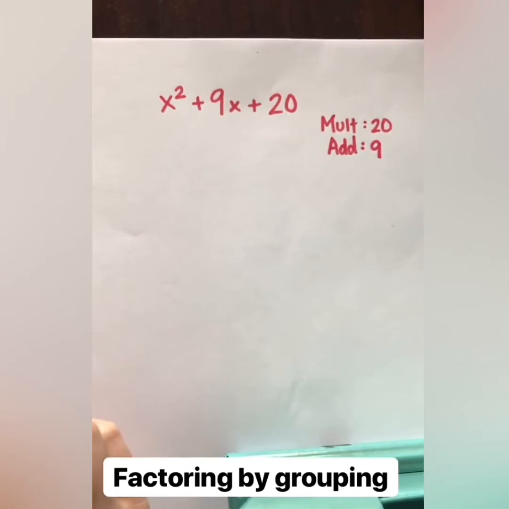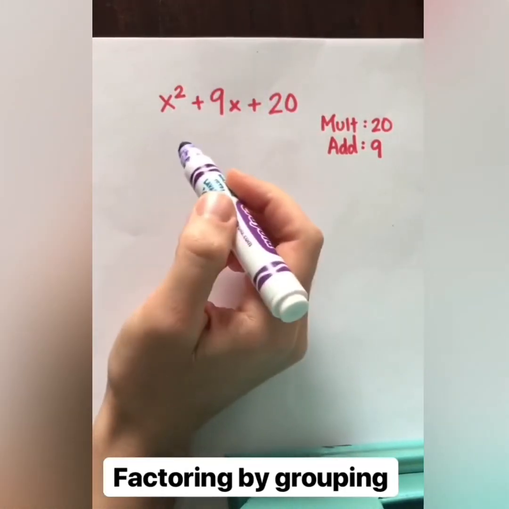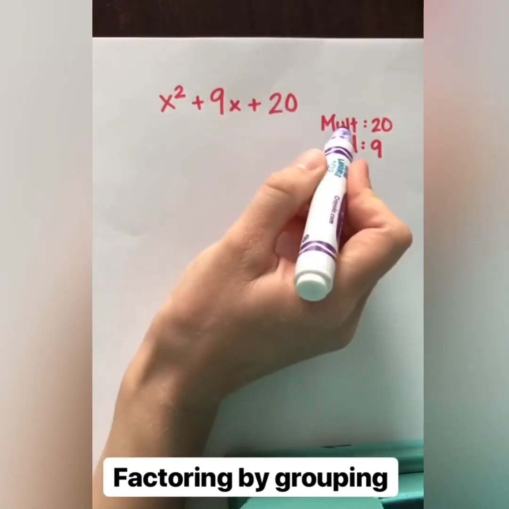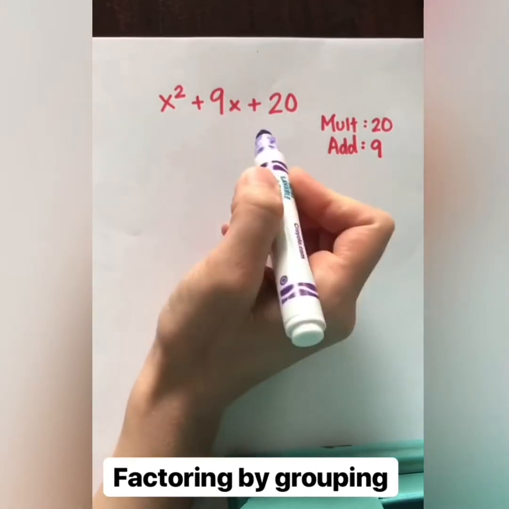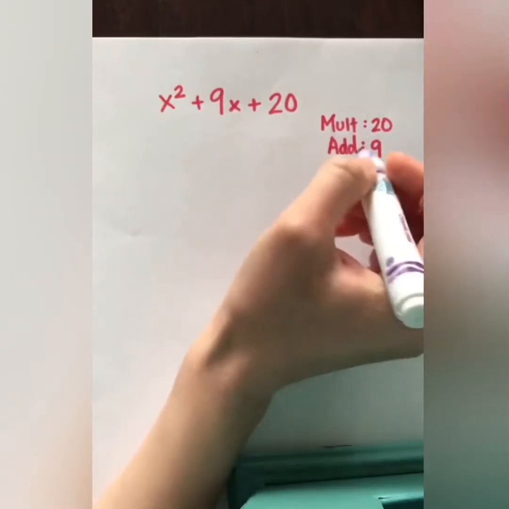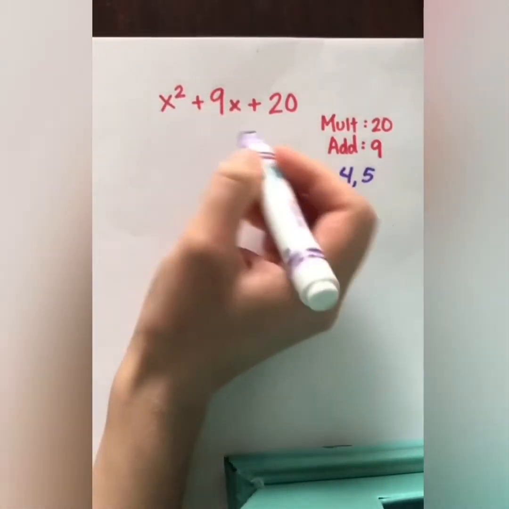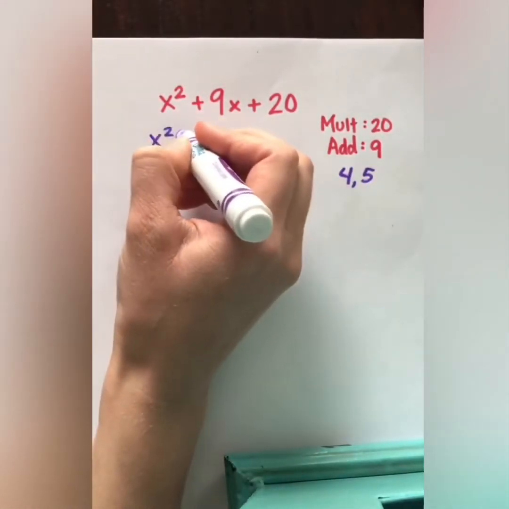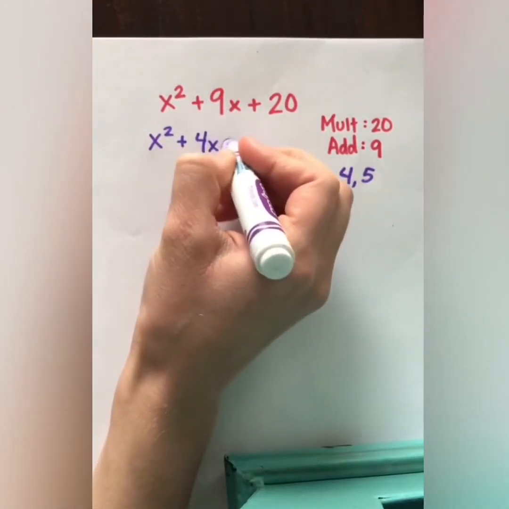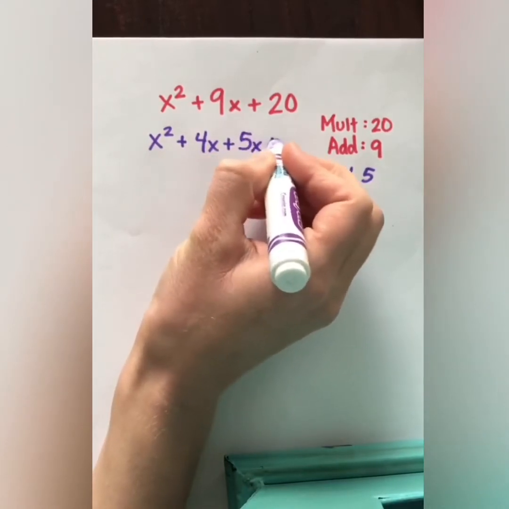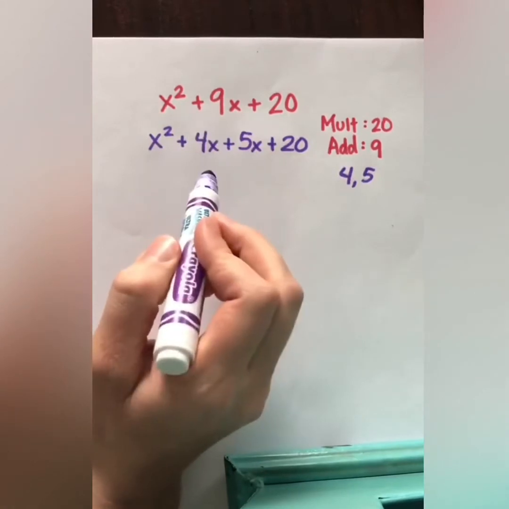Let's try another method called factoring by grouping. If I'm looking at this polynomial and trying to factor, I'm looking for two numbers that multiply to give me this last term and add to give me that term in the middle. Those two numbers are 4 and 5. So I'm going to rewrite this polynomial, but instead of 9x, I'm going to split it up and say 4x and 5x. I haven't changed the meaning, it's still equivalent.